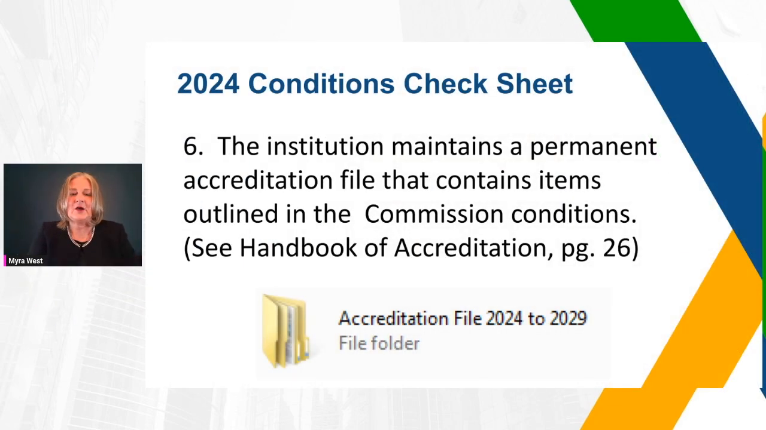Now let's take a look at what documents the accreditation file must contain and how an institution can organize these documents. The Handbook of Accreditation lists 6 types of documents that must be maintained in chronological order in your file. An institution must provide the accreditation file and these documents to show compliance with criterion number 6 on the conditions check sheet. Remember, your team leader will check your accreditation file during their preliminary visit, so it's very important that this file be continuously updated with the required documents to remain in compliance.